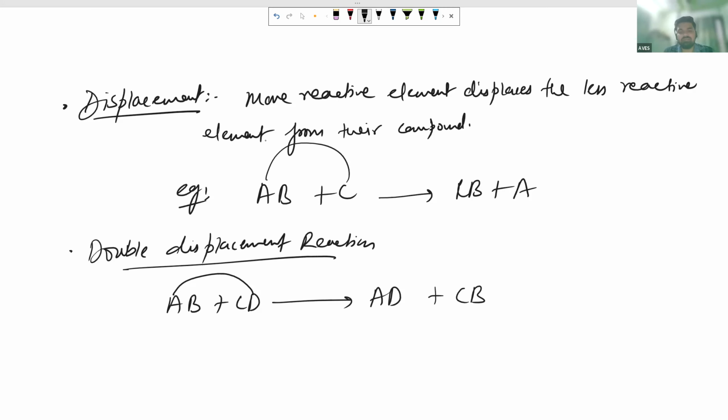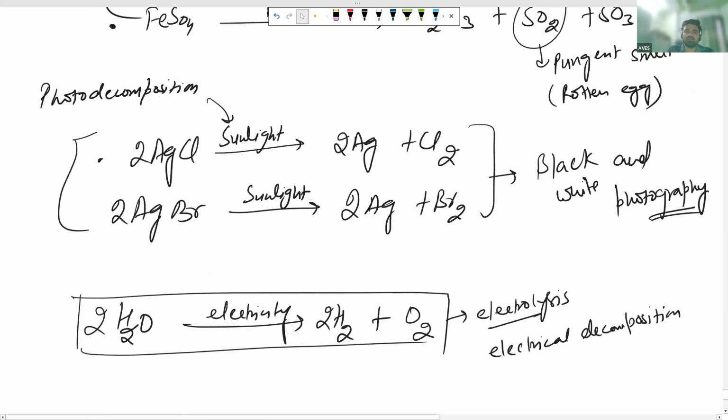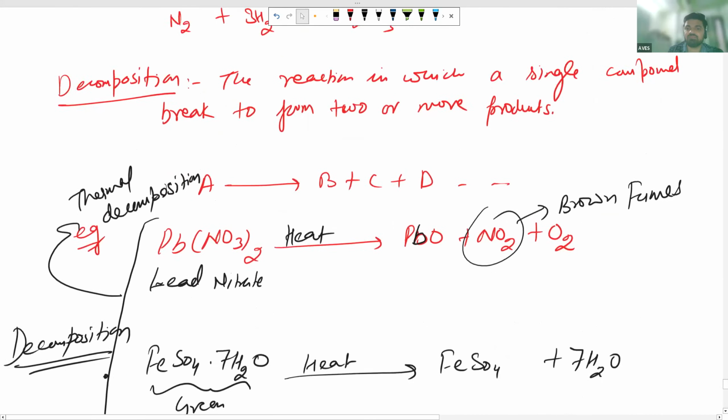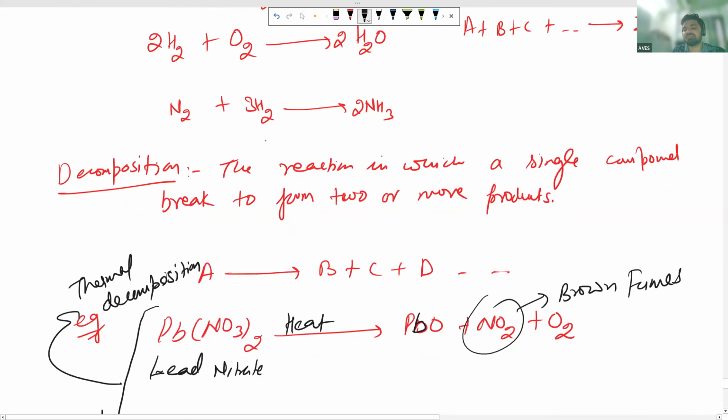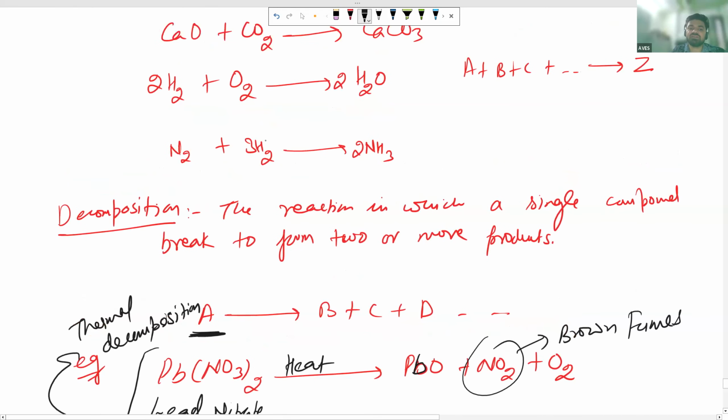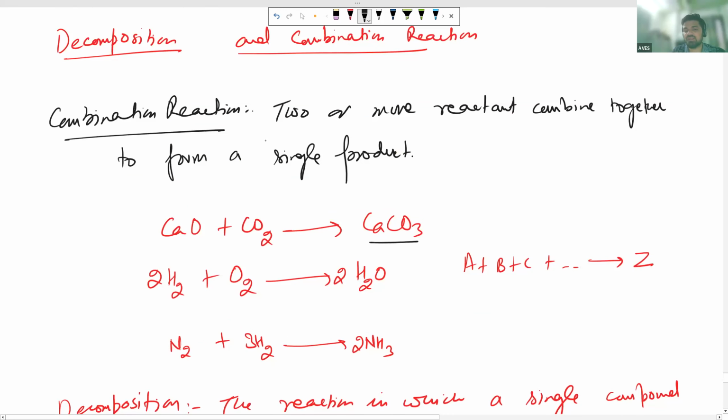And decomposition we have learned: A breaks down into more than one product, A plus B plus C plus D. There will be only a single compound here. And in the combination, there will be more than one reactant, but here it should be only a single compound. Got it?